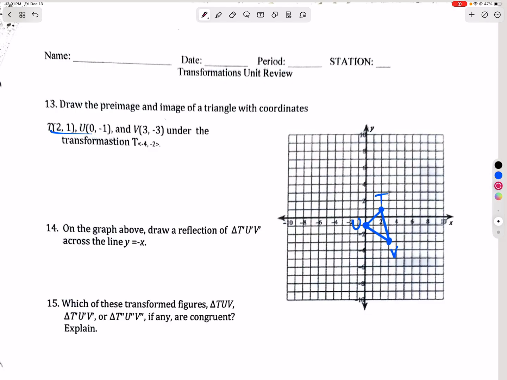All right, now the transformation is left 4 and then down 2. So each piece I'm gonna go left 4, down 2. So left 4, down 2 for V. So that's V prime. Left 4, down 2 for U. And then T, left 4, down 2. So there's T prime.